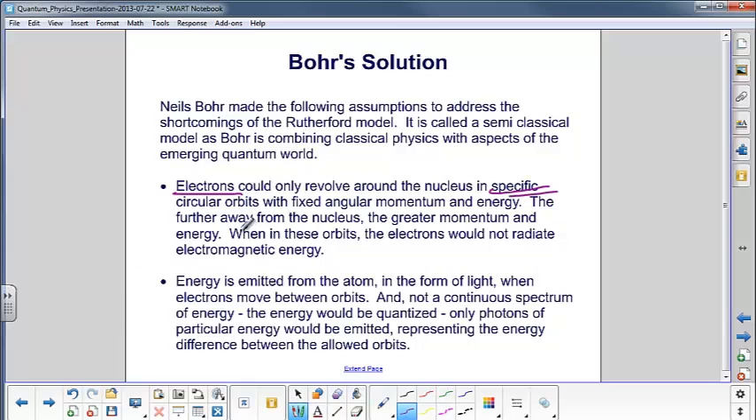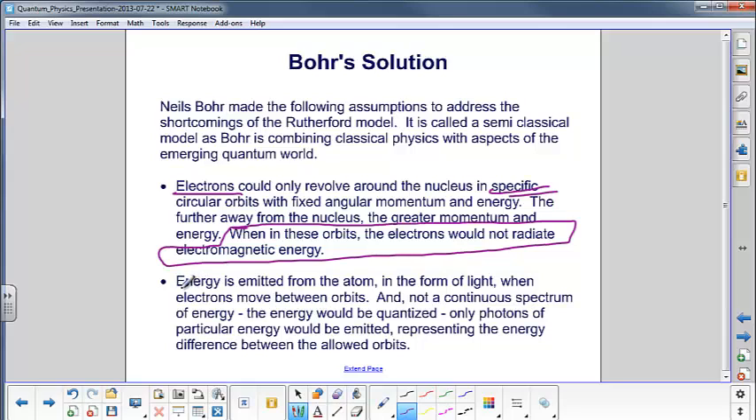And here's the key point, which he just made as a statement. When in these orbits, the electrons would not radiate electromagnetic energy. So that takes care of the problem of the electrons falling into the nucleus. Although you might ask how he could say that. Well, he just did. And then the equations he came up with predicted what would happen.